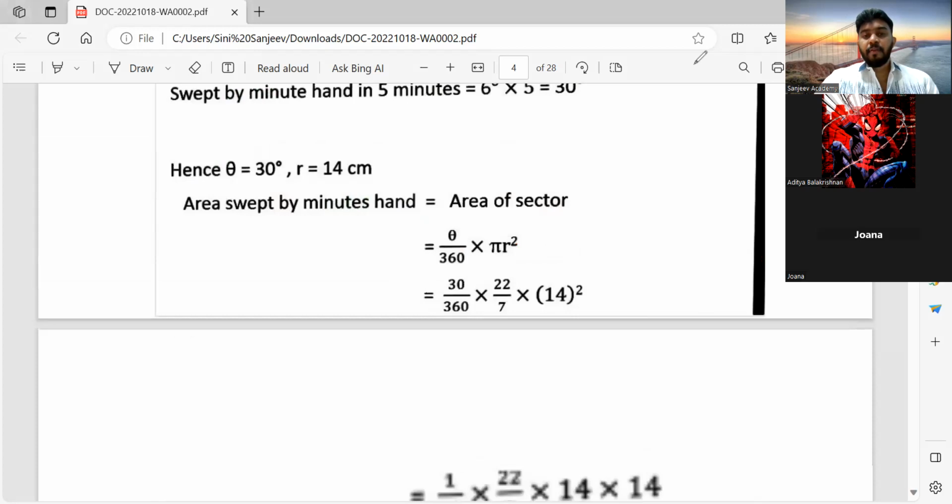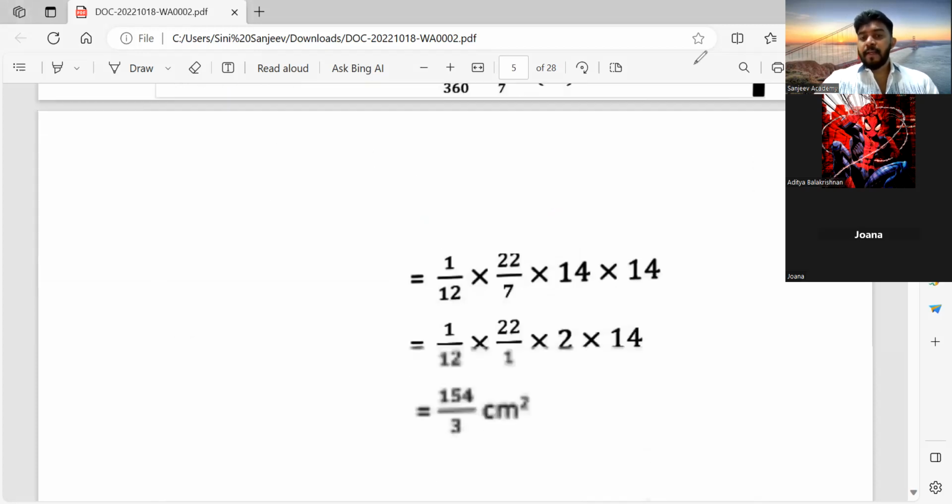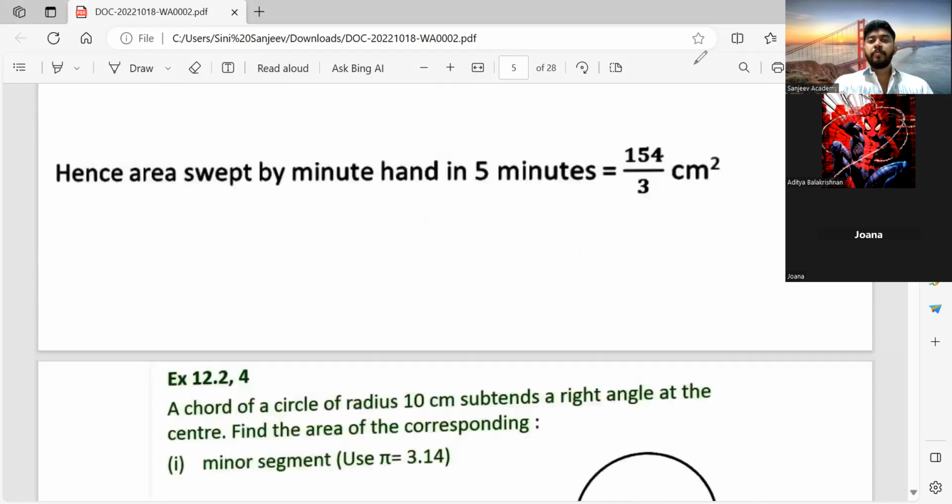Clear? It's again the same formula. We have to apply it and get the answer. And always put centimeter square. The unit is very, very important or they will cut the mark.